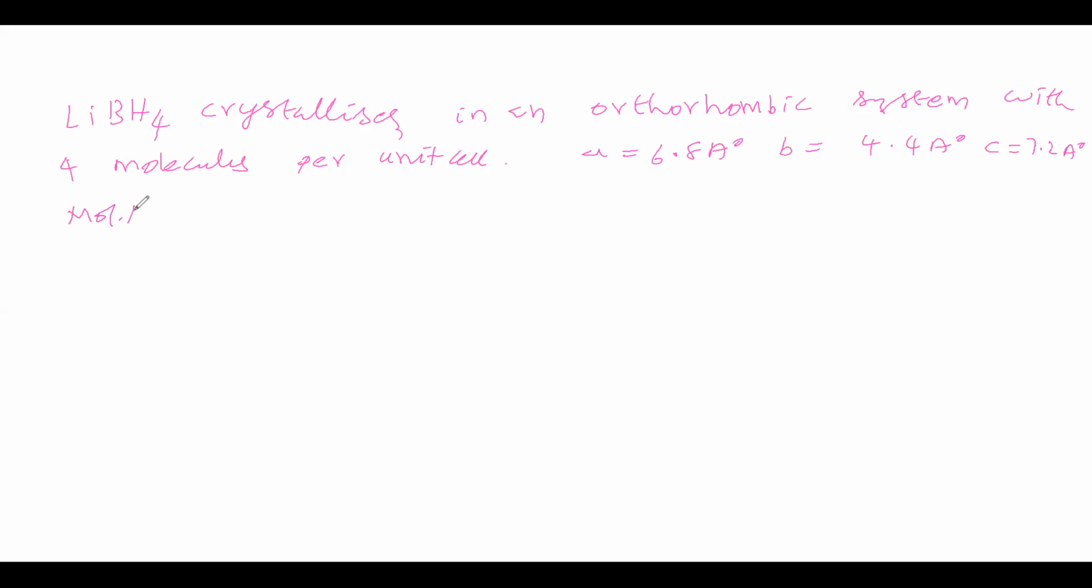Molecular mass of lithium borohydride is 21.76. Now, what is the density of this crystal? Here the crystal is lithium borohydride. The crystal shape is orthorhombic. Per unit cell contains 4 molecules. Edge lengths a, b, c are given. Molecular mass of lithium borohydride is given. What is the density? Sir, how to find this density? You find this density value and say the answer tomorrow. We'll stop the class.